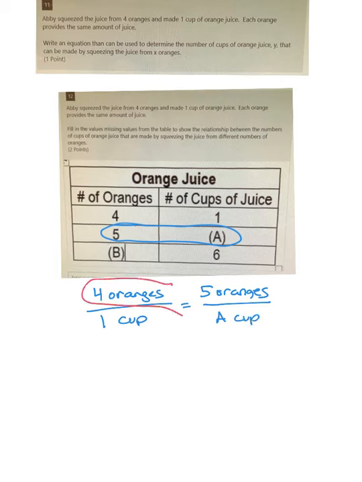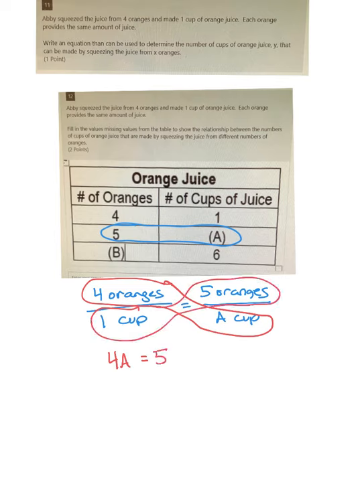So let's do our cross products. 4 times A, that's 4A. I can use A instead of X, that's okay. Equals 5 times 1, which is 5. And now divide both sides by 4. So A is equal to 5/4, which is the same as 1 and 1/4, which is equal to 1.25. So any of those answers were acceptable because that's what A would be. These are all equivalent expressions. They all represent the same value.